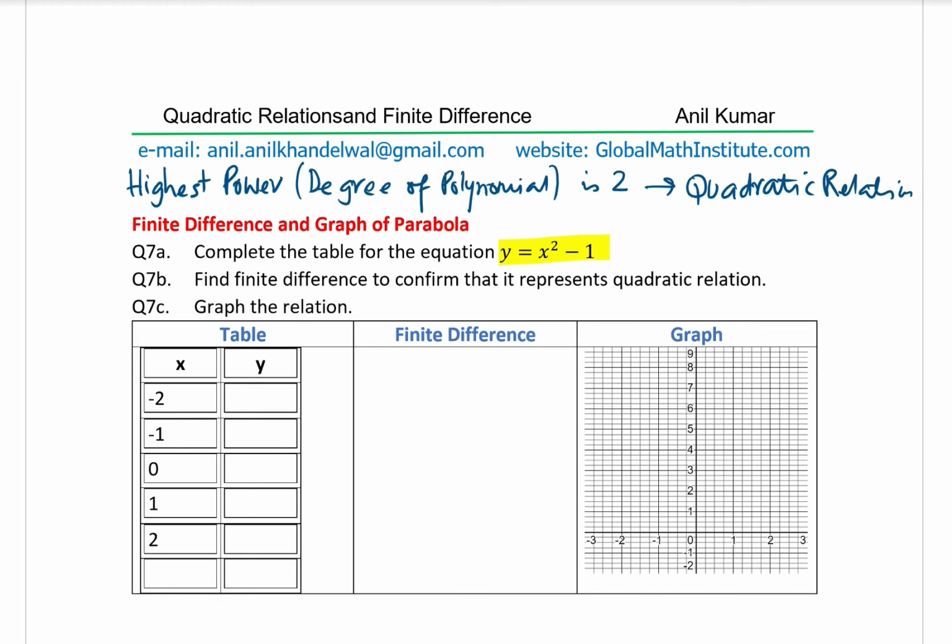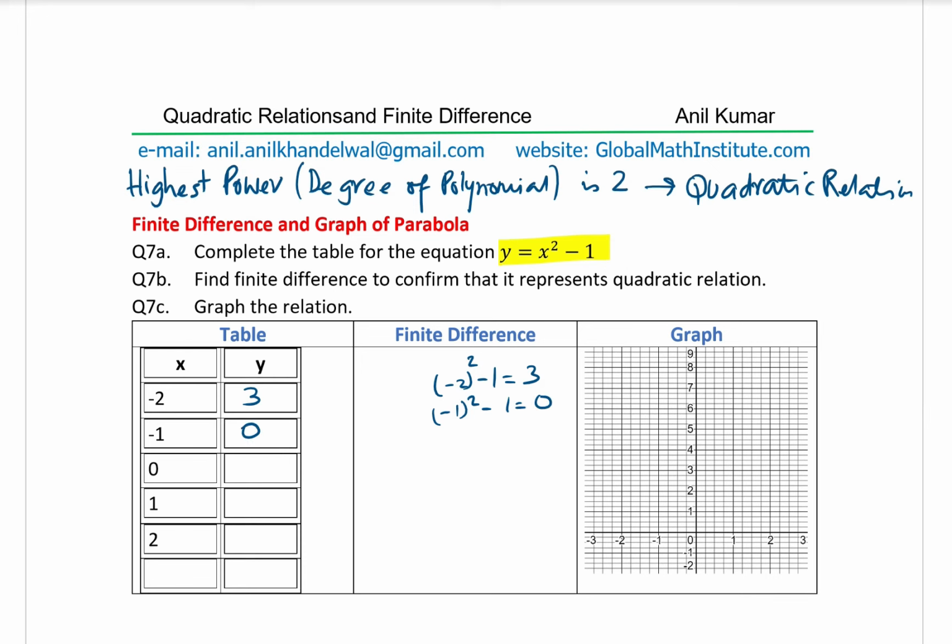Clear? Now, we need to complete the table. We are given some x values here. We can substitute these x values and find the y value. Correct? So if x is minus 2, what is y? So we need some space to work out the calculations. So let's do it here. If I do minus 2 squared and then minus 1, I get 4 minus 1, which is 3. So I can write the value 3 here. For minus 1 squared, minus 1, minus 1 squared is 1, 1 minus 1 is 0. So this value is 0 for us.